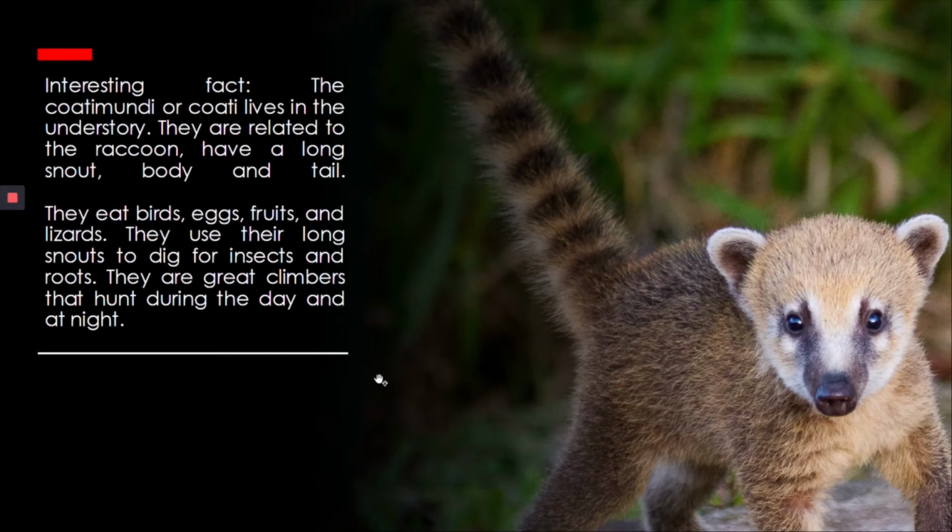They eat birds, eggs, fruits, and lizards. So they basically eat everything they see. They use their long snout to dig for insects and roots. They're great climbers that hunt during the day and at night, which means they can hunt all day long, okay?